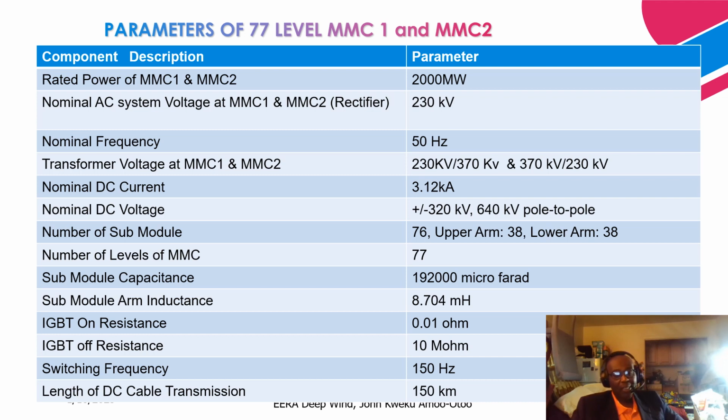Nominal DC current is 3.12 kA. Nominal DC voltage is plus or minus 320 kV, and pole to pole 640 kV. The number of submodules in the upper arm is 38 and in the lower arm is 38, so a total of 76. That brings us to a 77 level. The rest are the passive element parameters. And the length of the DC cable is 150 kilometers.